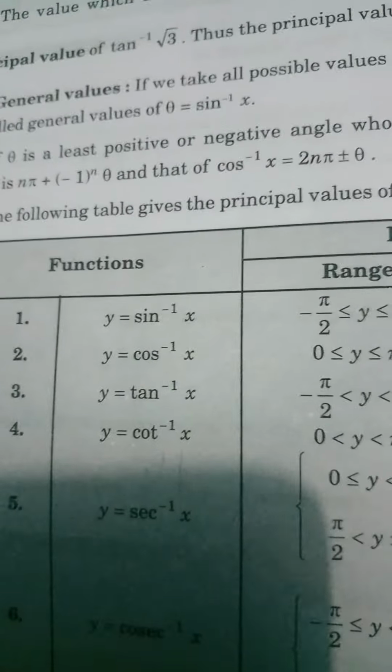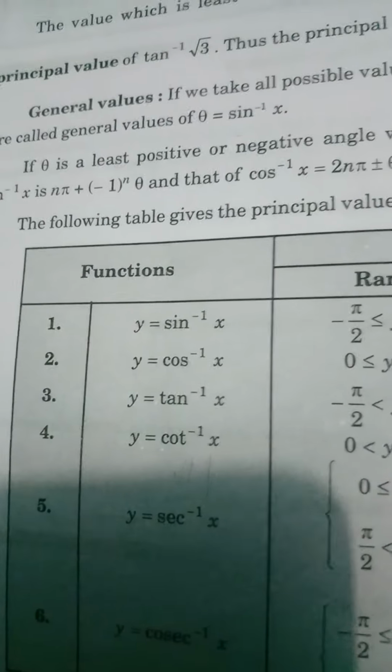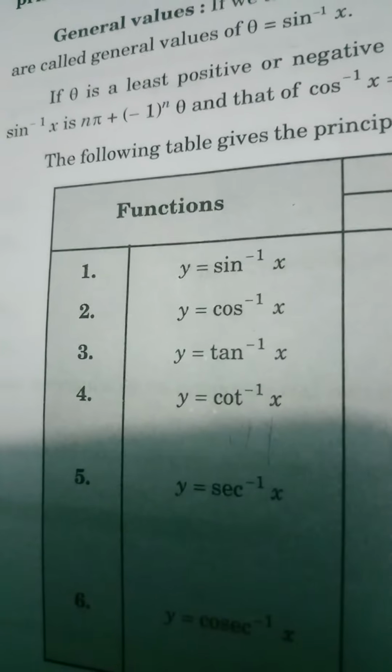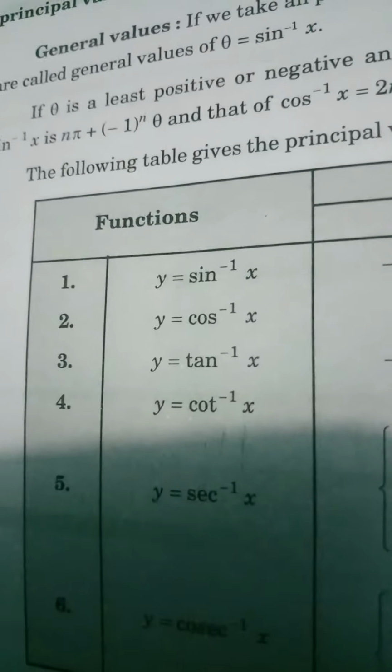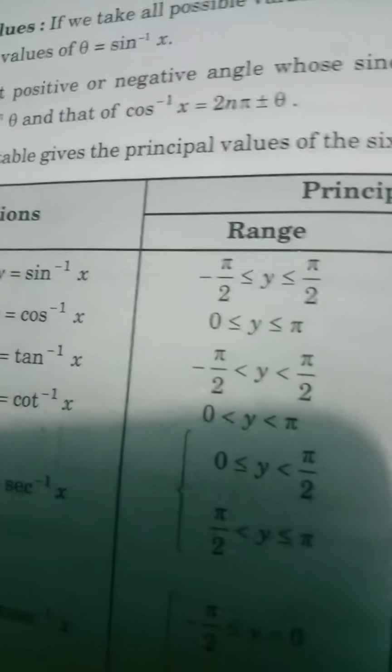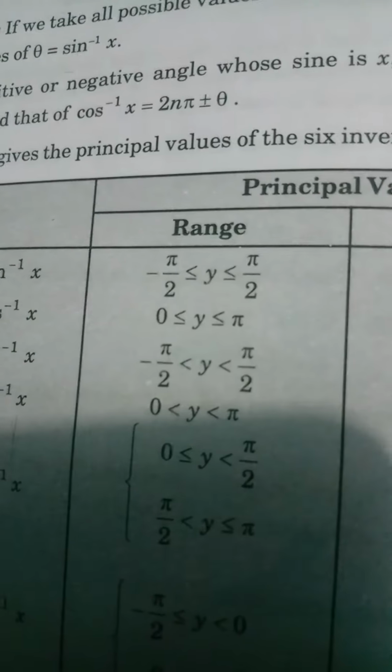If theta is the least positive or negative angle whose sine is x, then the general value of sine inverse x is n pi plus minus 1 to the power n theta, and that of cos inverse x is 2n pi plus minus theta.